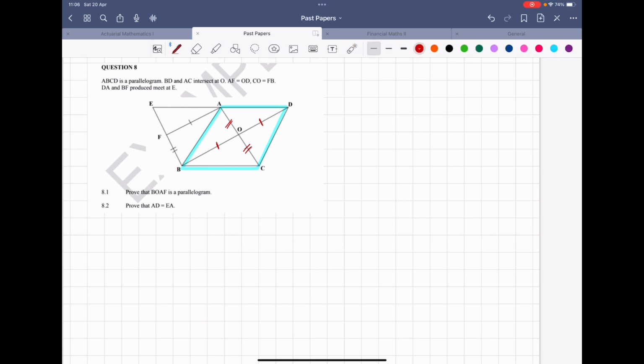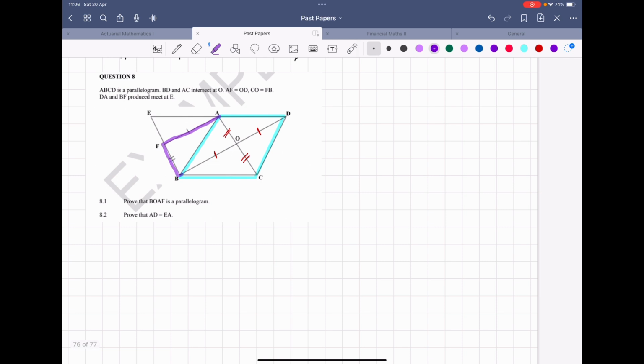Then question 8.1 asks me to prove that BOAF, which is this one, is a parallelogram. And I can see straight away from the fact that I deduced that these diagonals were bisecting each other, that means that OA is going to be equal in length to FB. Remember, the question told me that this one is equal to that one. And then I knew that my diagonals bisect each other, which means that this one is equal to this one, which means that OA is also equal to BF.